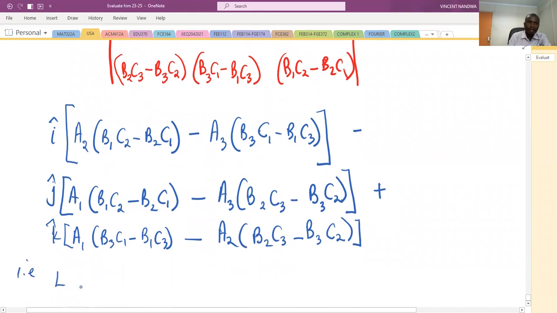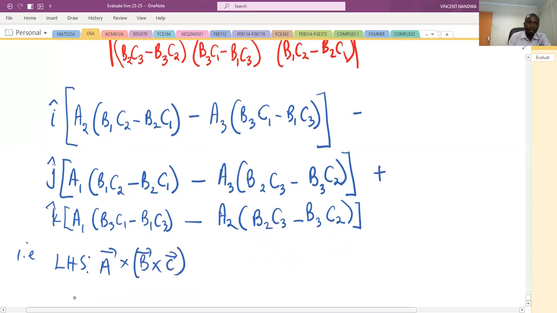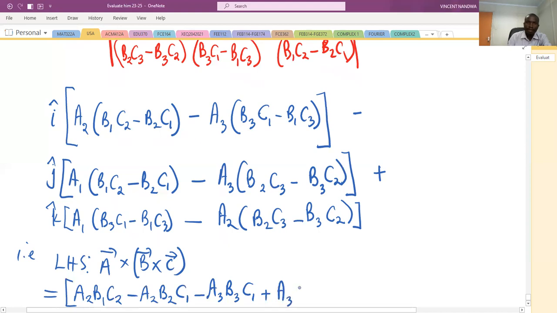So the left-hand side, A cross B cross C, will give us: A2B1C2 minus A2B2C1 minus A3B3C1 plus A3B1C3, i.